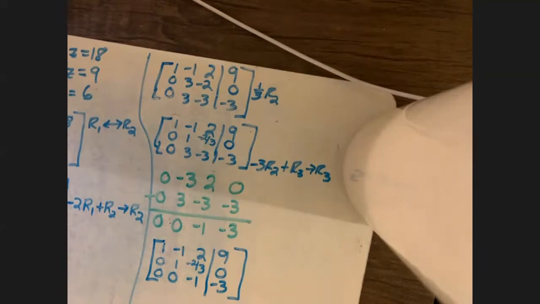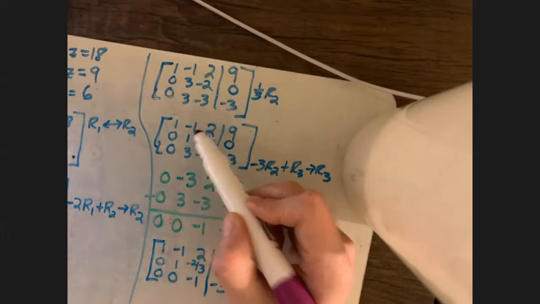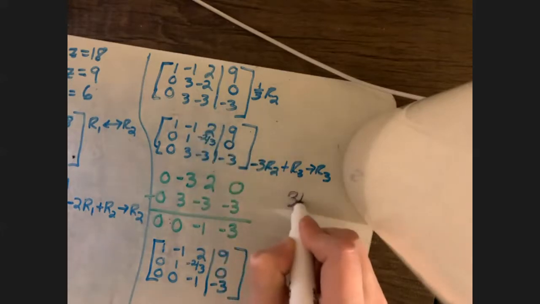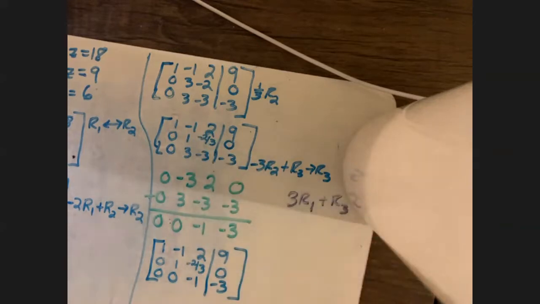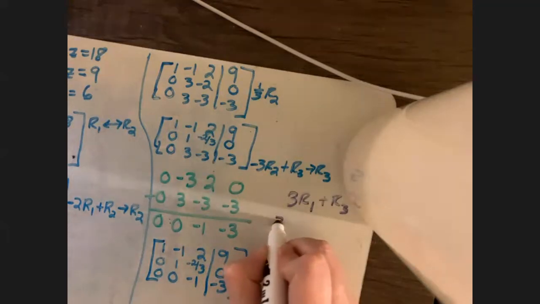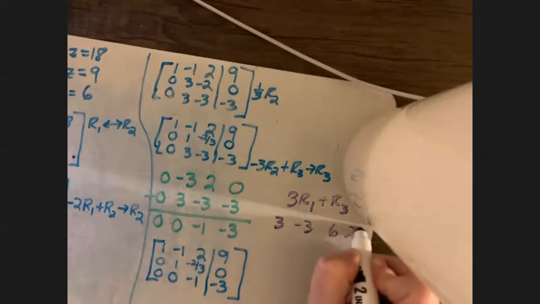Okay, now let me show you why you don't want to have done this another way. Let's say you had thought, oh wait a minute, let me just use this -1 up here. So let's say that you had done 3 row 1 plus row 3. Let's just say, for example, you had done that. That would have been 3, -3, 6, and 27.